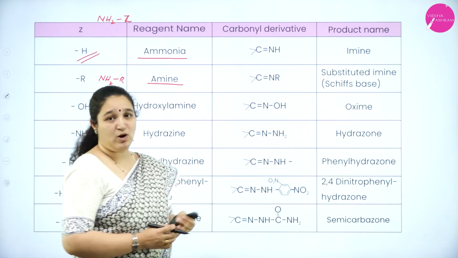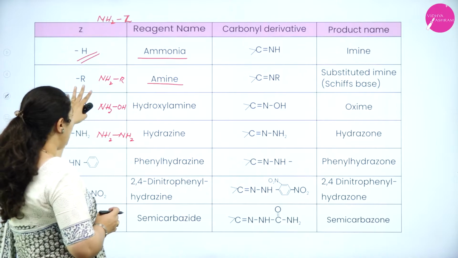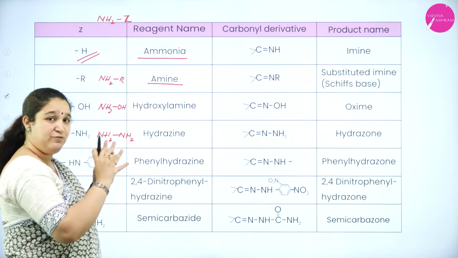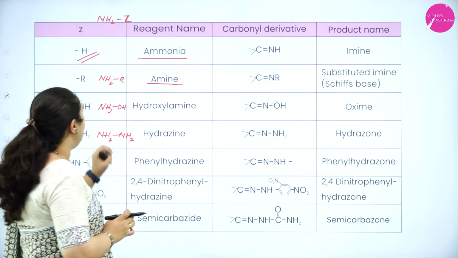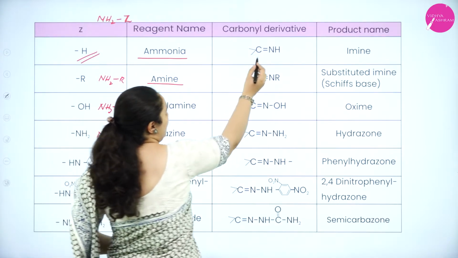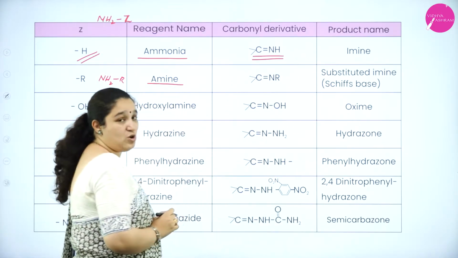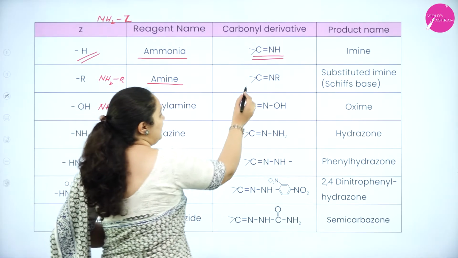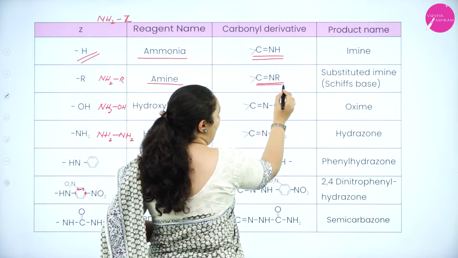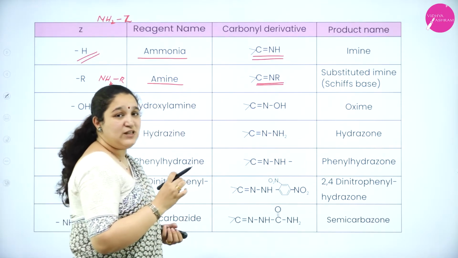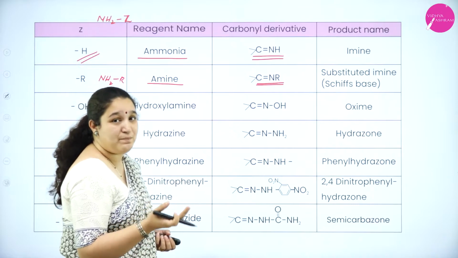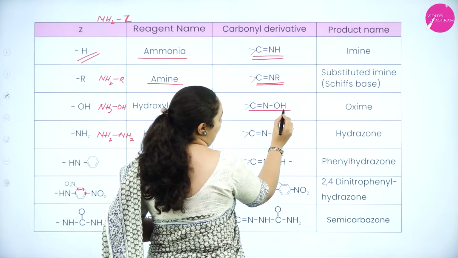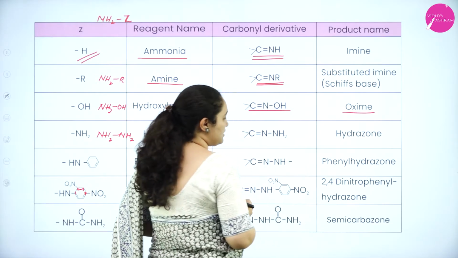and what is the product name? Remember what will happen. First, this full group will get added and form an intermediate, and from that water is removed, correct? So if it is ammonia, you get the carbon double bond NH group, which is called an imine, okay? If it is an amine which is reacting, you get the carbon double bond N with the R group, which is called a substituted imine, or Schiff's base, okay? If it is hydroxylamine, you get carbon double bond N with an OH group, which is called an oxime.